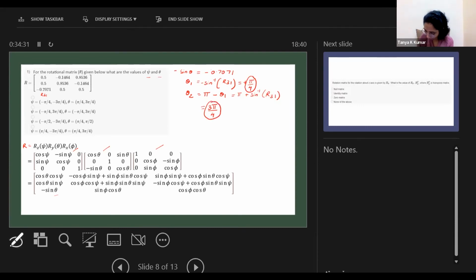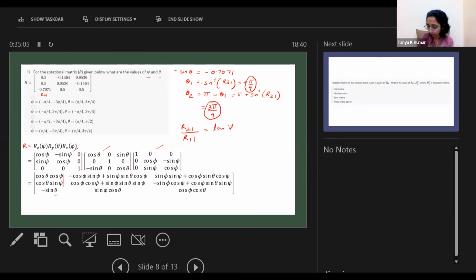Now, what is the next thing they've asked you for? Psi. How do you find psi? We can see that these two terms, if you divide them, you get tan xi. So if you do R, that is second row, first element, by first row, first element, you get tan xi.